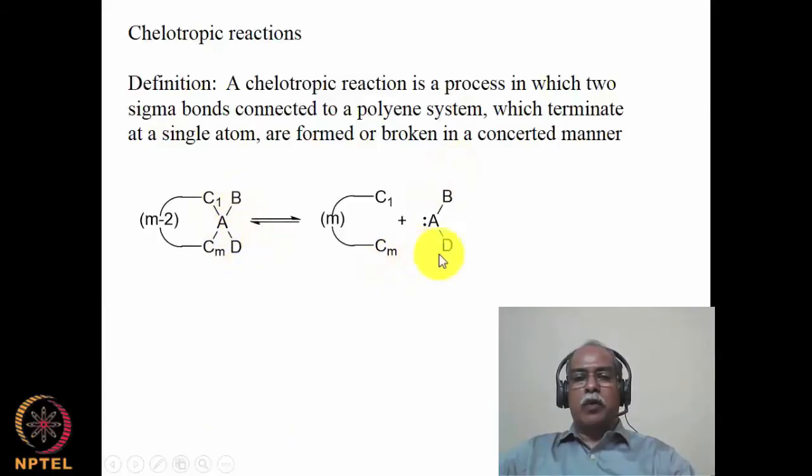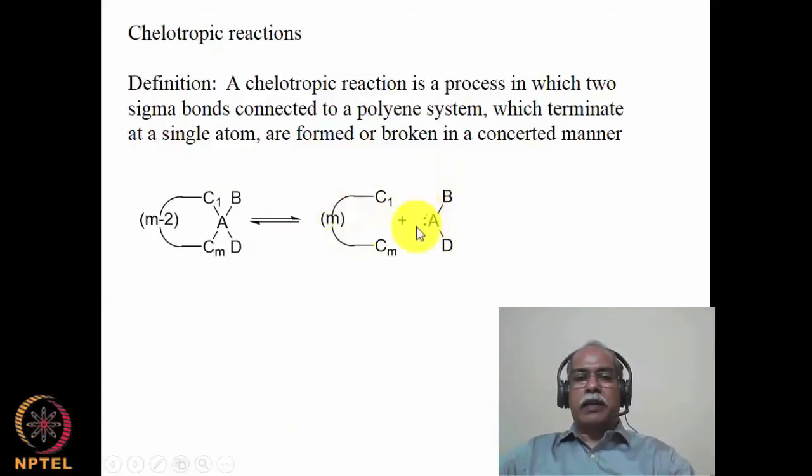So the neutral molecule DAB is released in this reaction, resulting in the formation of an acyclic polyene system now, containing m pi electrons. There are 2 pi electrons more than the starting material because of the electrons coming from the breaking of the C1A and the CMA bond. So I hope the schematic tells you much more clearly what a cheletropic reaction is.